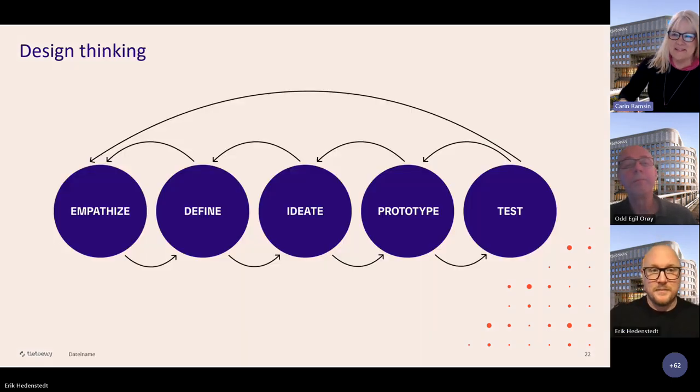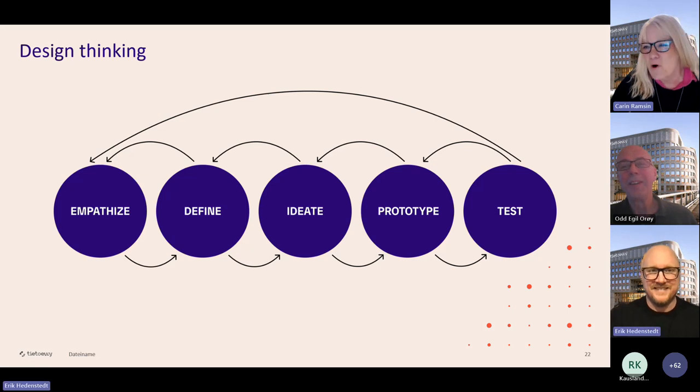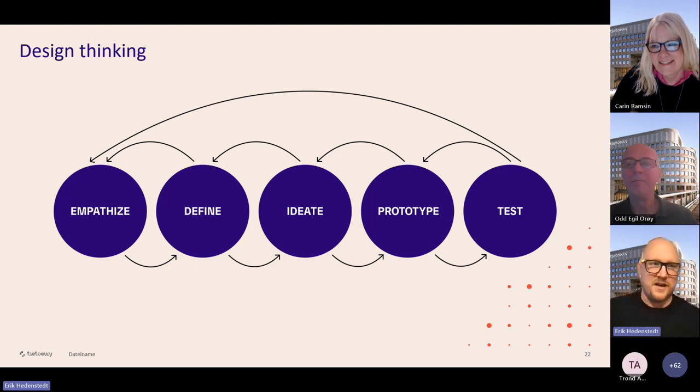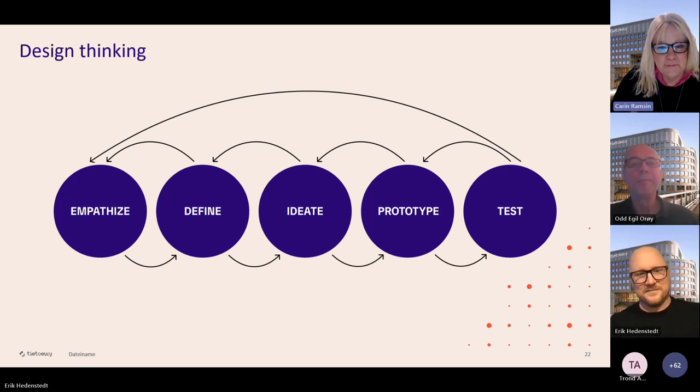Fail fast. That is smart, because then you gain a lot of momentum and time. It's usually much cheaper to fail fast than to fail at the last moment. Yeah, exactly. Very good input.